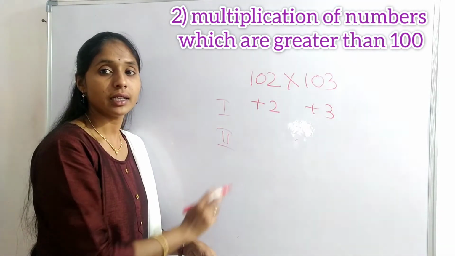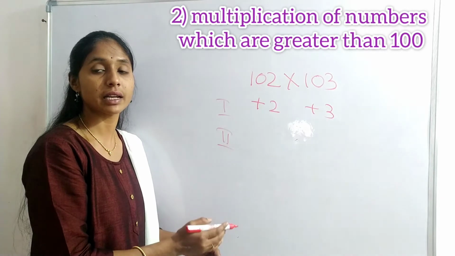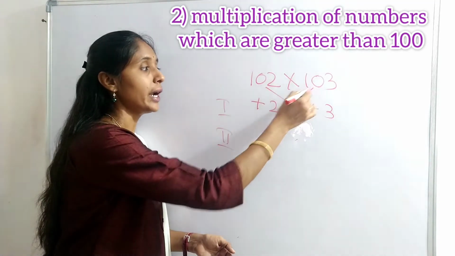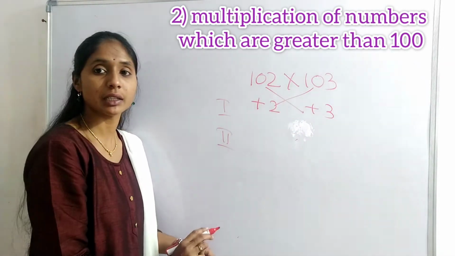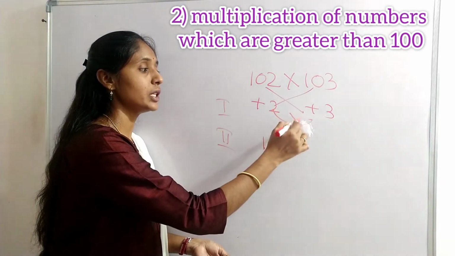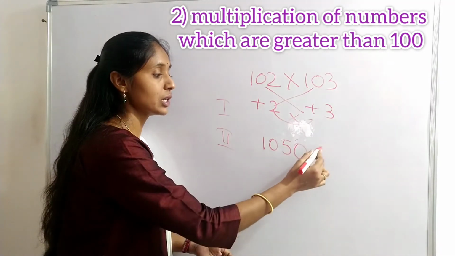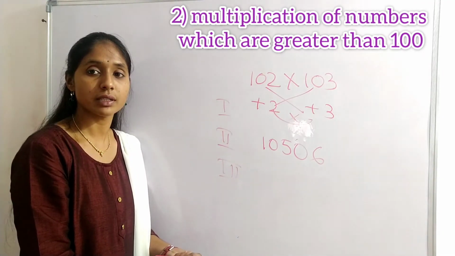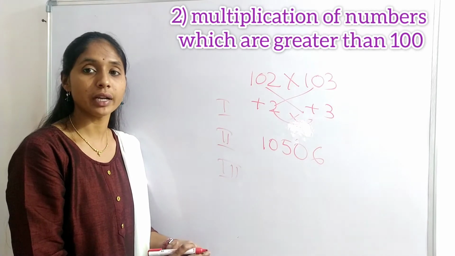cross addition. In previous, cross subtraction, because numbers which are lesser than 100. Here greater than 100. So we need to add numbers. Cross addition. 102 plus 3, 105 and 103 plus 2, 105. And product of these two numbers. Plus 2 plus 3 plus 6. So 0, 6. In third step we should do 105, 06. 10,506 is the product value of 102 and 103.